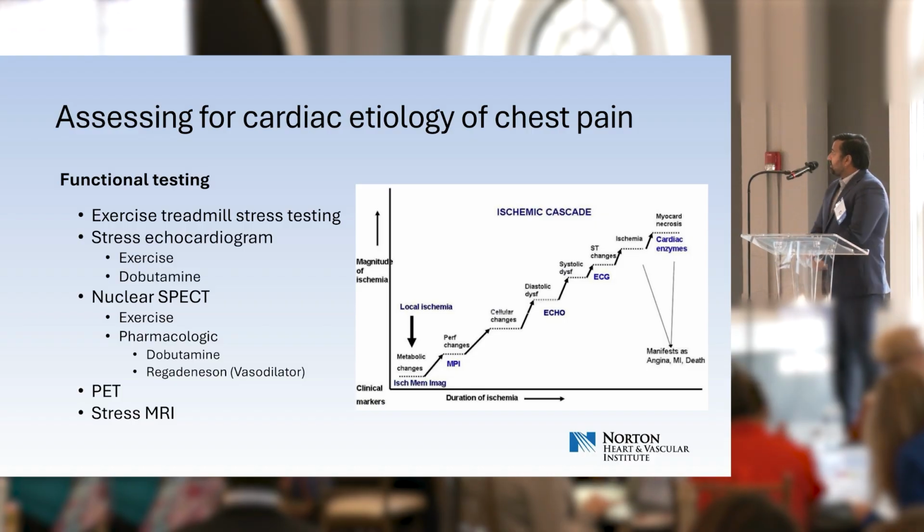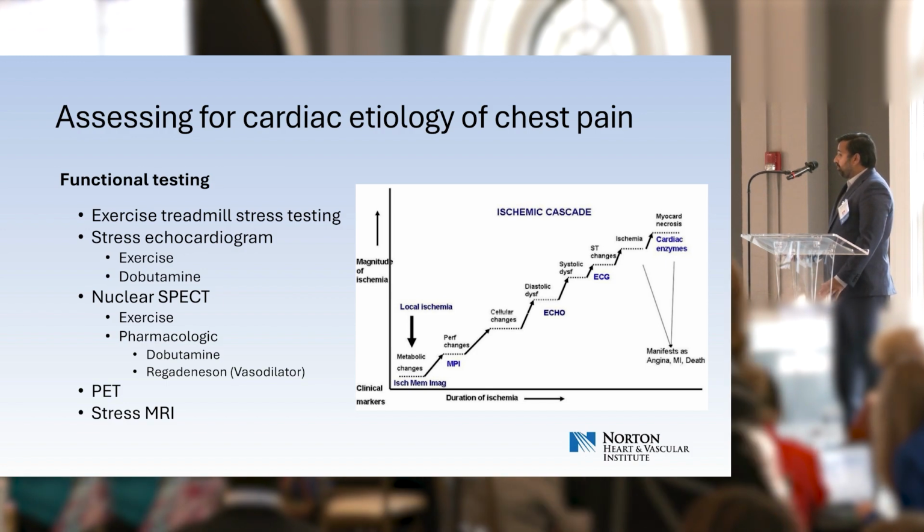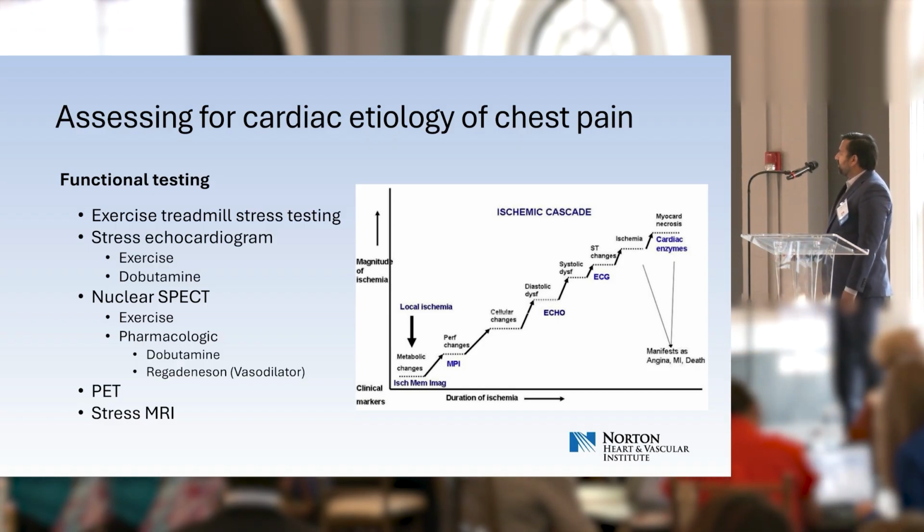When thinking about functional testing, it's important to think about the ischemic cascade. This is a model that shows, depending on the duration and magnitude of ischemia, what changes within the heart. Initially you get metabolic changes, then abnormal perfusion within the heart, which is the abnormal blood flow. This leads to changes on a cellular level, which eventually leads to diastolic dysfunction initially and then systolic dysfunction. After that, you'll see ST segment changes, then symptoms, and then myocardial necrosis.